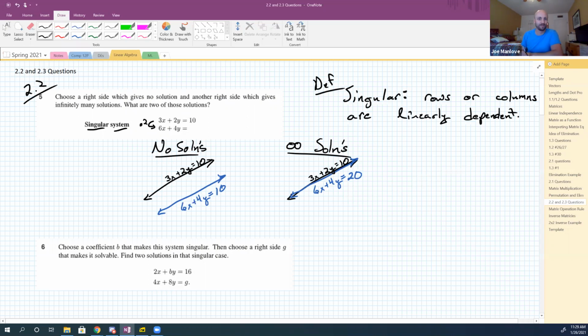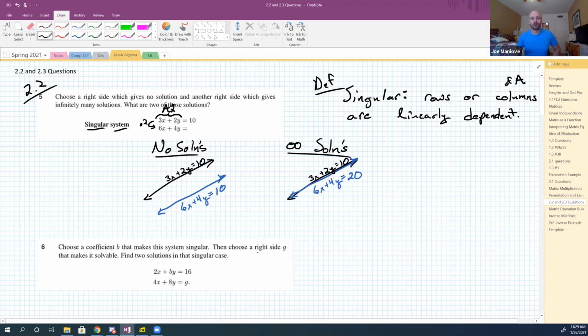You guys see that? Do note that the rows or columns here I'm talking about are the rows or columns of this side. I'm thinking about that as a matrix A times a vector X, right? And I'm talking about the rows or columns of that matrix A. Does that make sense?